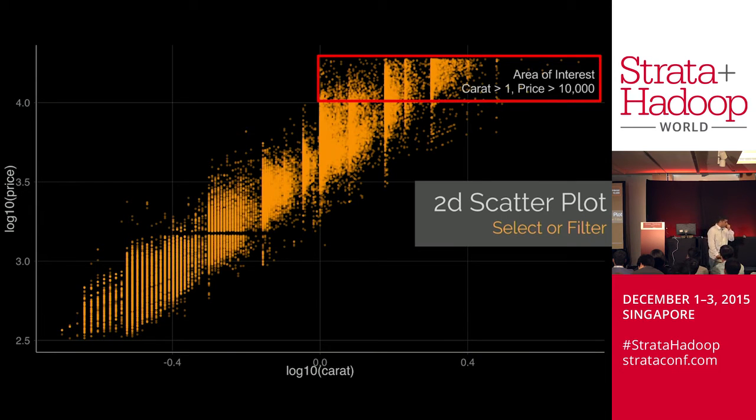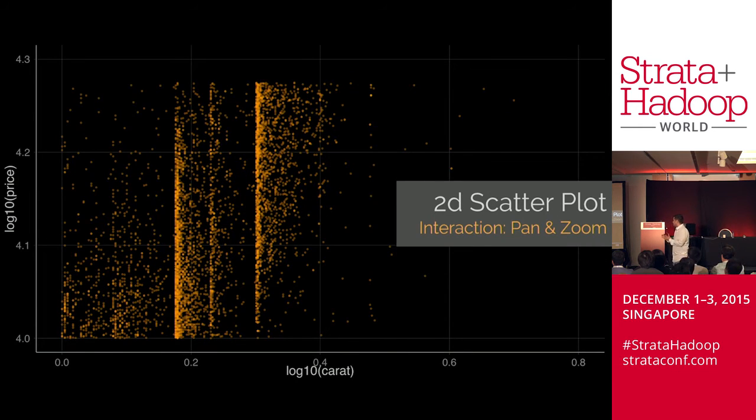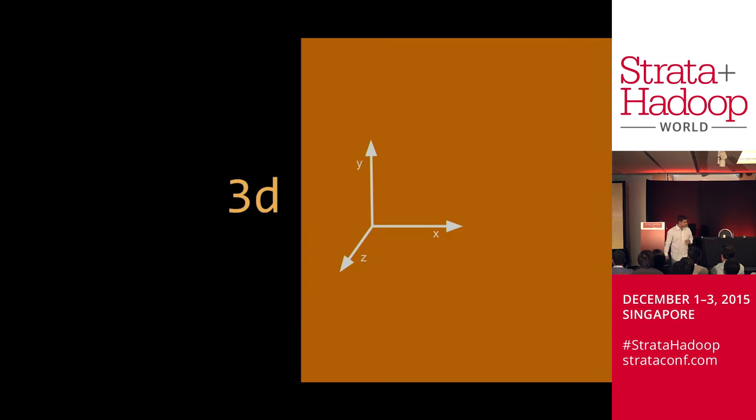You may want to focus it. The other interaction layer that you would want to add is, can I zoom in and filter on it? If this is my area of interest, carat greater than 1, price greater than 1,000, I zoom in and I can see further. So there is an interaction level of pan and zoom that's also important, right? OK, so that's 2D. Let's go 3.